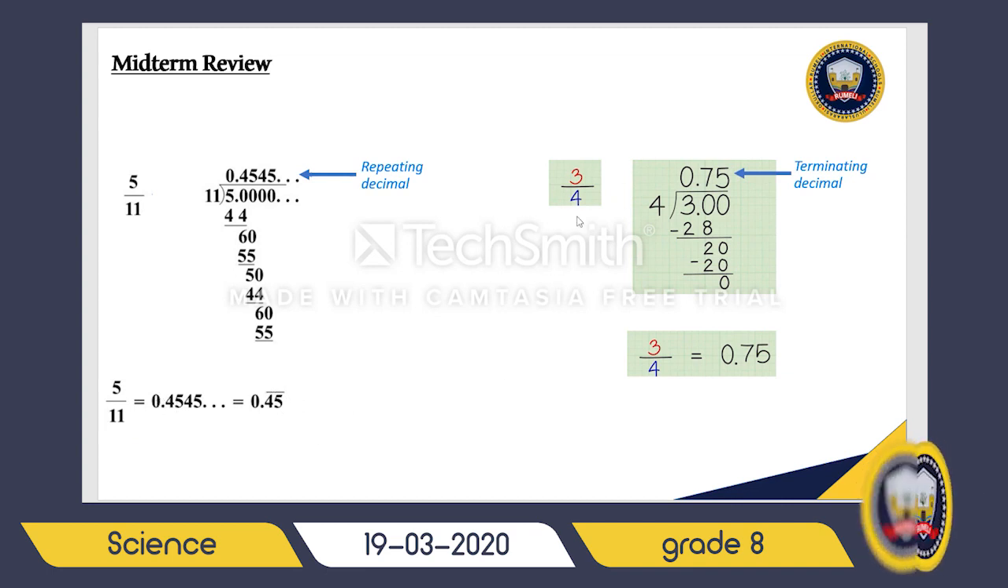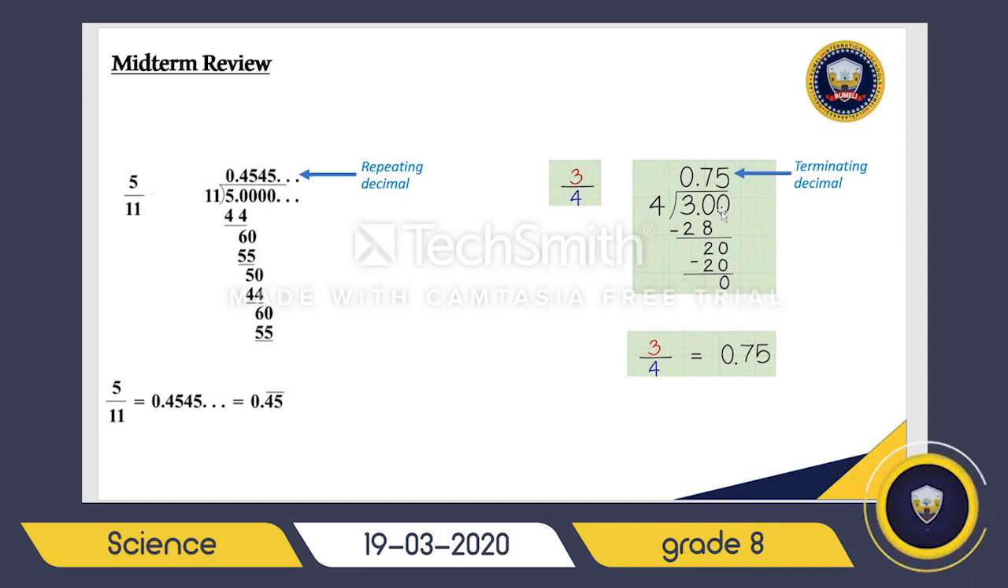Another example is 3 over 4. I divide 3 by 4. So 3 divided by 4 is 0. Put the decimal point here. Add another 0. 30 divided by 4, it's 7. 7 times 4 is 28. 30 minus 28 is 2. I push the 0. 20 divided by 4, it's 5. 5 times 4 is 20. 20 minus 20 is 0.